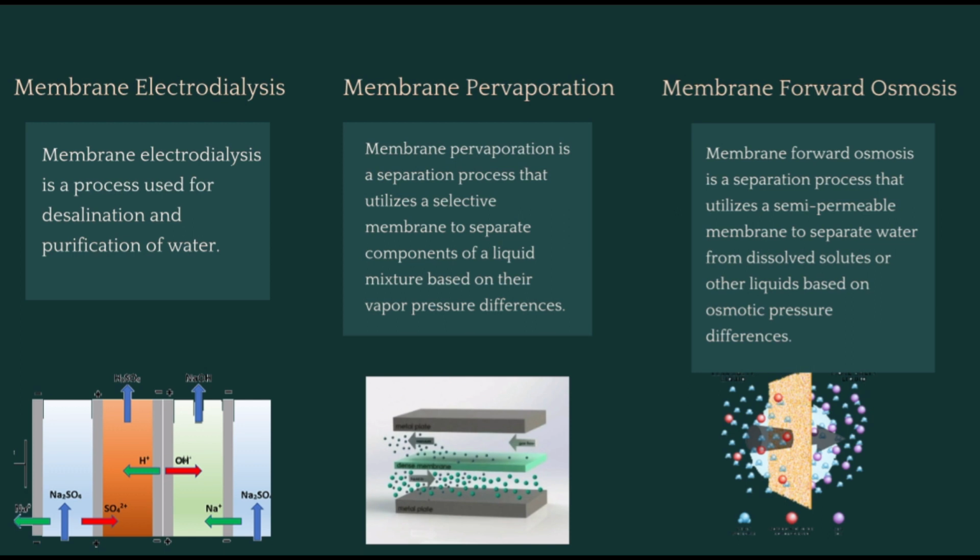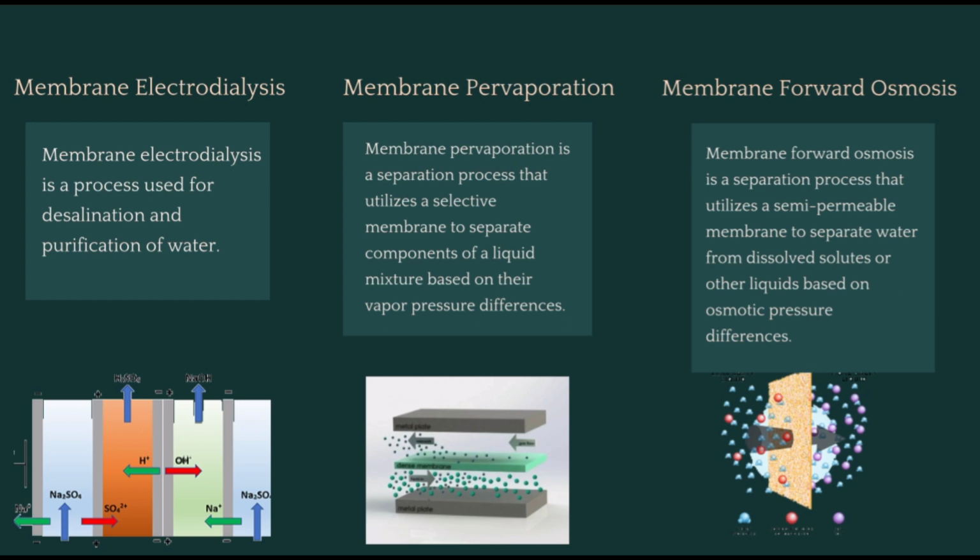The last type of membrane is membrane forward osmosis. Membrane forward osmosis is a separation process that utilizes a semi-permeable membrane to separate water from dissolved solutes or other liquid based on osmotic pressure difference. So unlike reverse osmosis, which applies pressure to force water through a membrane, forward osmosis relies on the natural osmotic gradient to draw water across a membrane.